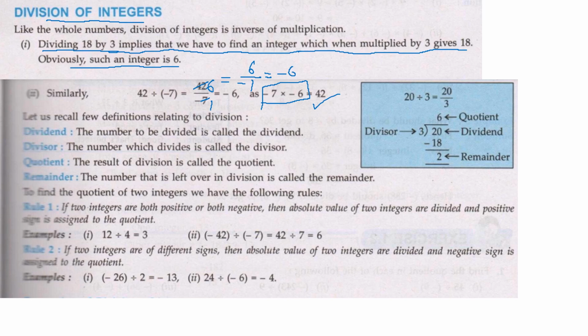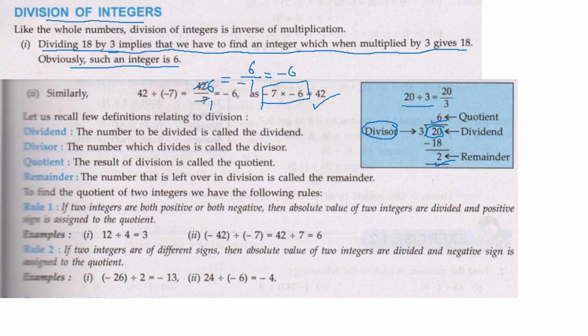Now, when we divide a number, you know what is a dividend here? The number with which we divide is the divisor, and the number which is divided is the dividend. Then you have a quotient and a remainder. These basic things you know already.